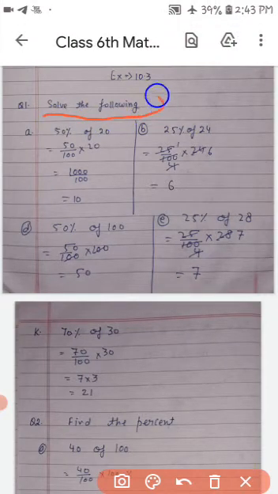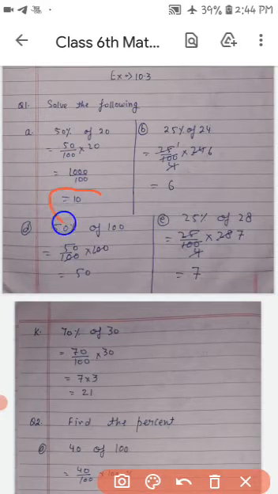Now exercise 10.3. Solve the following. Question number 1. 50% of 20. Now 50 upon 100 multiplied by 20 is equal to 1000 upon 100. Zeros cancel. Now answer comes to 10. 25% of rupees 24. 25 upon 100 multiplied by 24. Answer comes to 6. Now 50% of 100. Now 50 upon 100 multiplied by 100, 100 cancel. Answer comes to 50.